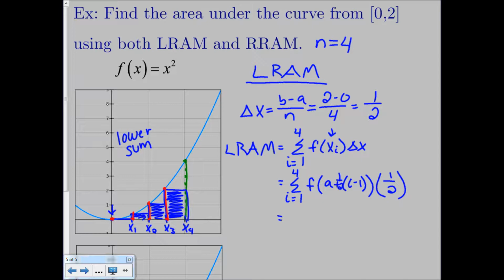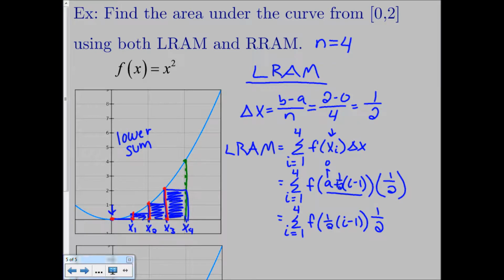Because now if we plug in for what we have, f of a is 0. So we're going to have 1/2 of i minus 1 inside of our function, times 1/2. So whatever you put on the inside here, you really just want to play around with it until you get out the x values that you want if you plug in each consecutive value of i. And I'll show you how to do it when it's RRAM.